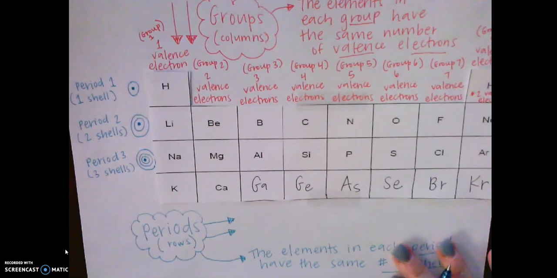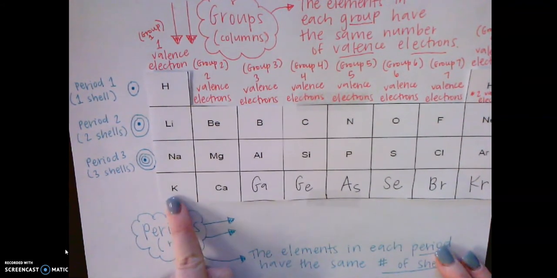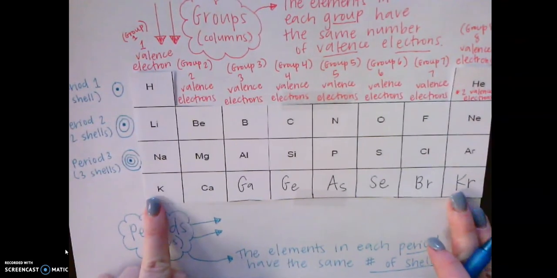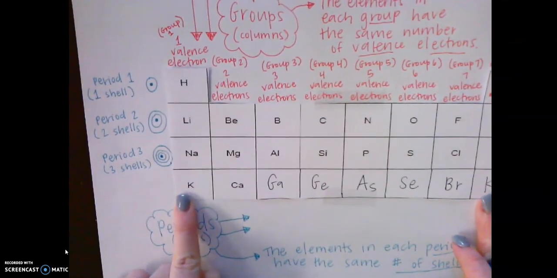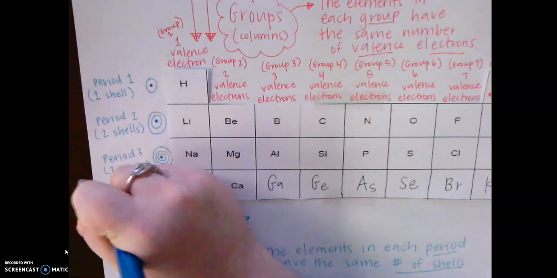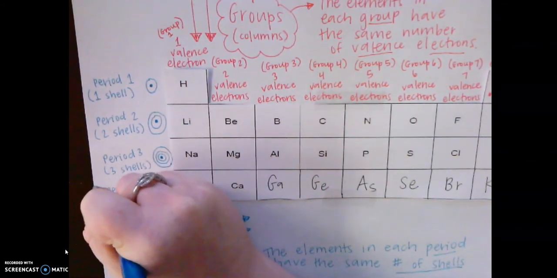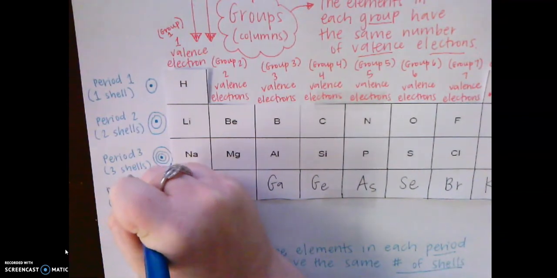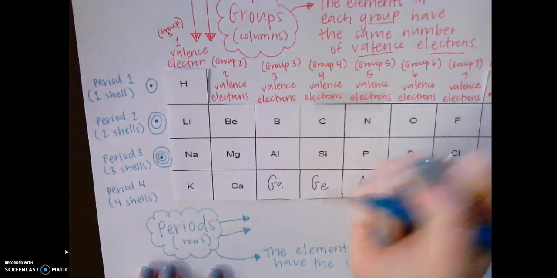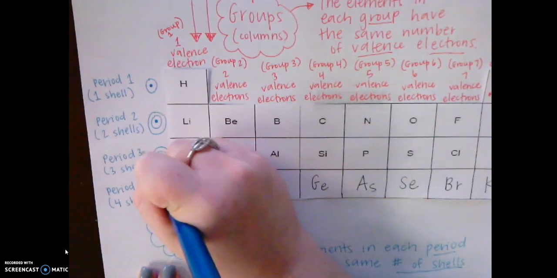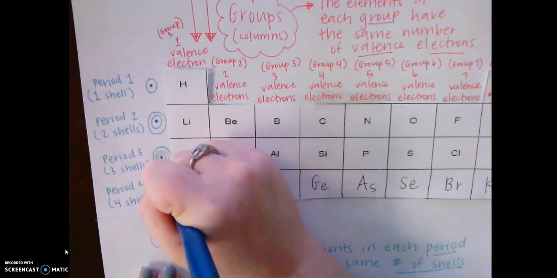And then I bet you can guess what's coming next. The fourth row that we see here, starting with potassium, going all the way over to krypton, is going to be period 4. It's going to have 4 shells. Here's my nucleus, shell 1, shell 2, shell 3, shell 4.